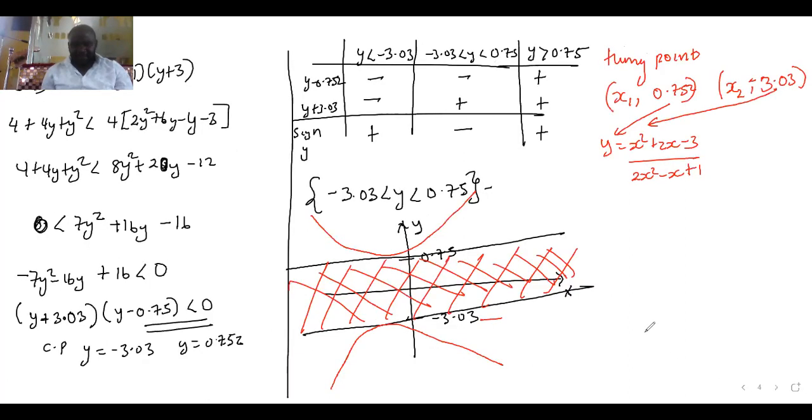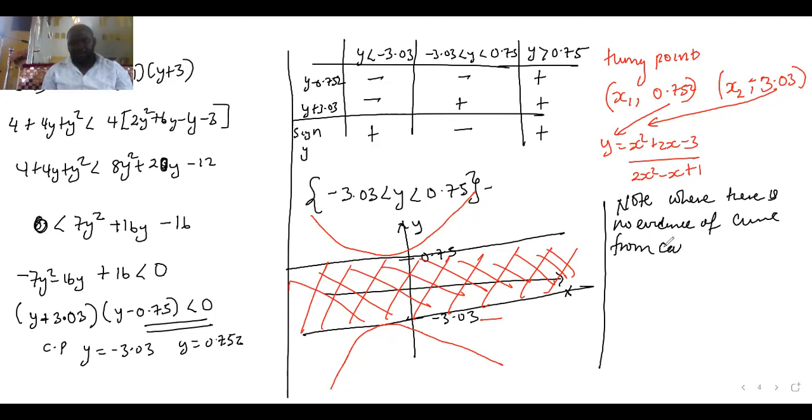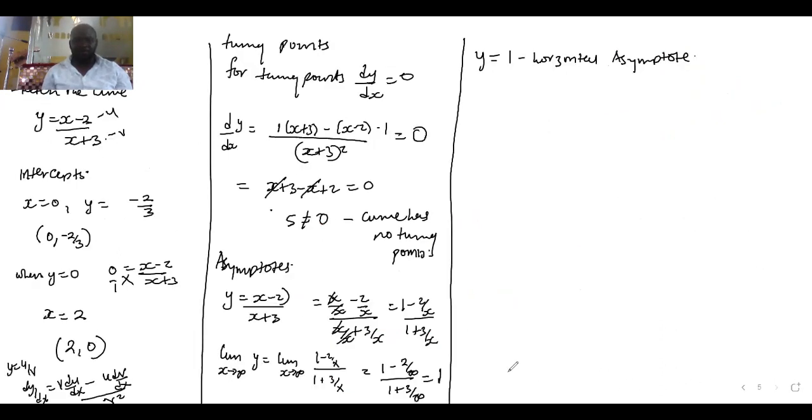There's something I missed here. Screenshot this note. Where there is no evidence of the curve from calculations, we sketch a rectangular hyperbola. We are meeting the rectangular hyperbola in conic sections. After the circle, after the parabola, after the ellipse, we shall finalize with the rectangular hyperbola. So have that note, please. I'll show you on the sketch what I'm trying to mean.